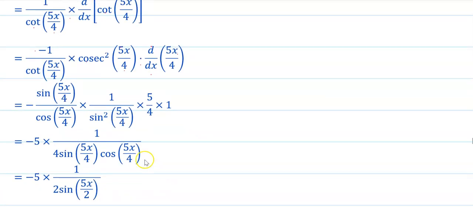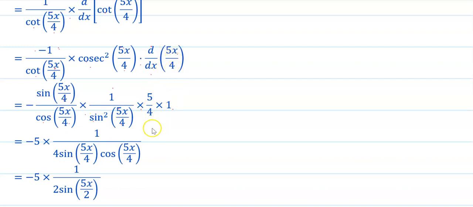Now next simplification is the biggest simplification. 1 upon cot of 5x/4 means what? Tan of 5x/4. And tan means what? Sin of 5x/4 upon cos of 5x/4, into cosec square 5x/4 means what? 1 upon sin square 5x/4, into the derivative. Derivative of x is 1, so 5 by 4.